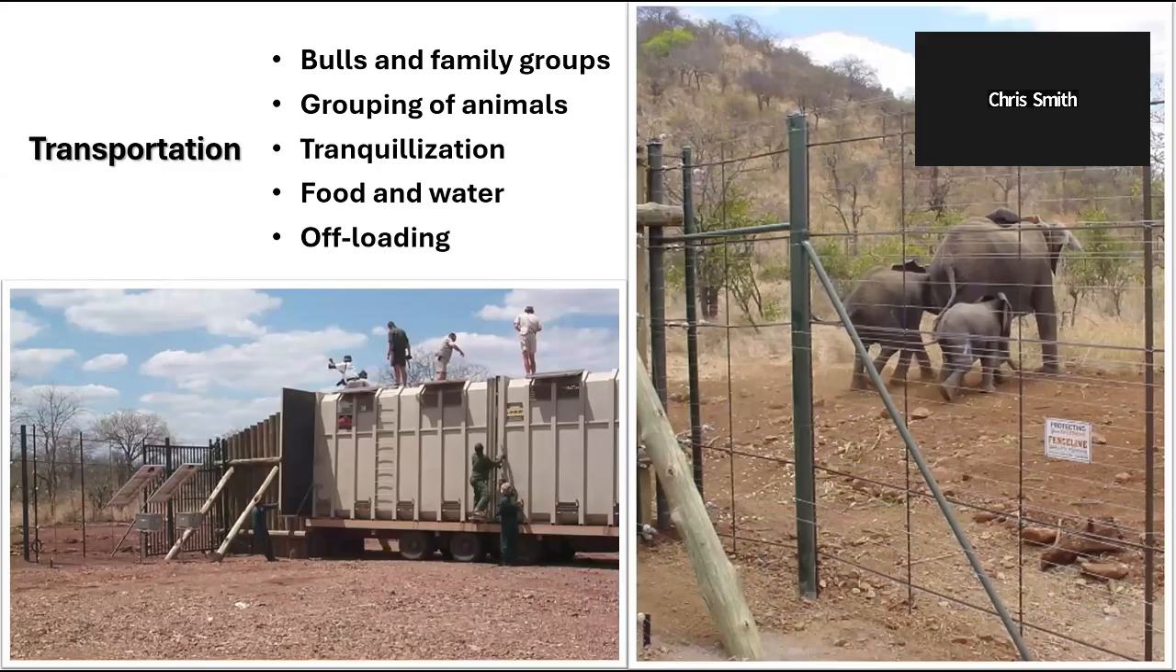Things to consider: like we said earlier, bulls you put on their own, family groups you put together. Be very careful of mixing different family groups, though. It's not just a case of darting a family here and a family there and putting them all together in one crate. Those matriarchs might start fighting just because they're a bit threatened by each other. Tranquilization: the tranquilizers that we prefer to use in elephants are a combination of haloperidol and perphenazine. And if those animals are a little bit agitated, you can give them regular top-ups of azaperone.